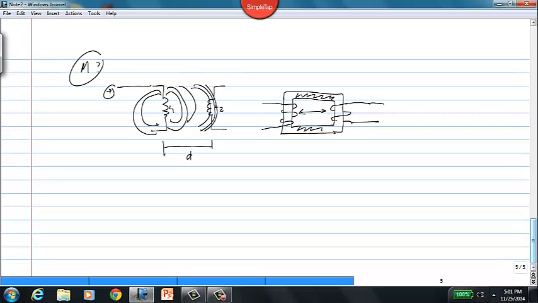And M comes from a formula. M, the mutual inductance, is equal to K times the square root of L1 times L2, where L1 and L2 are the self-inductances of the two coils. K is called the coefficient of coupling.